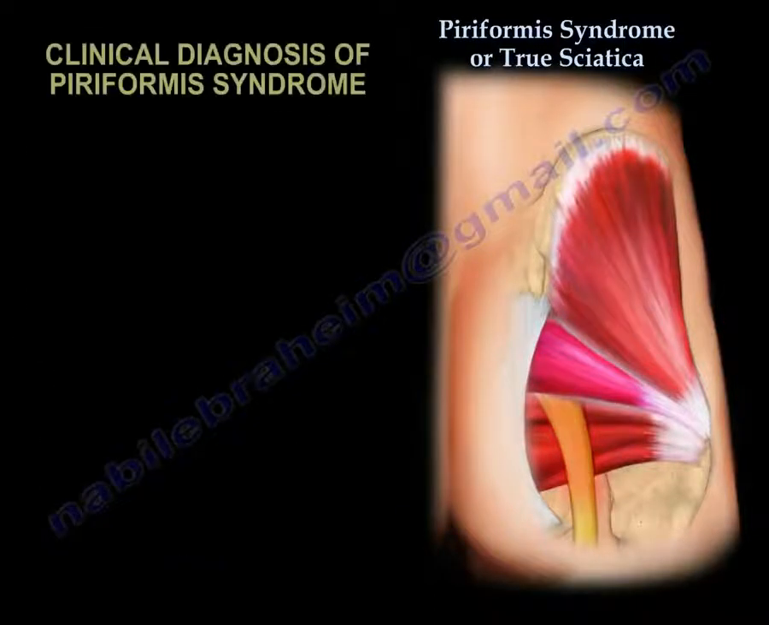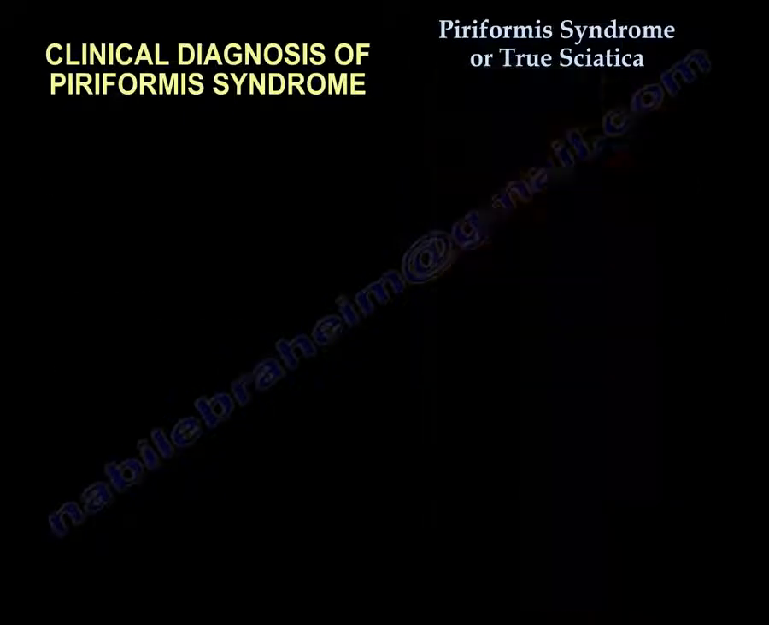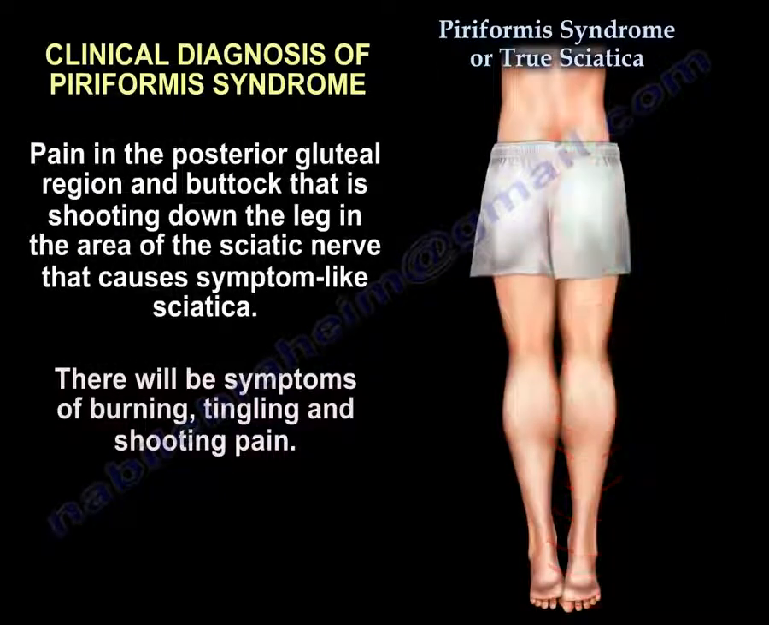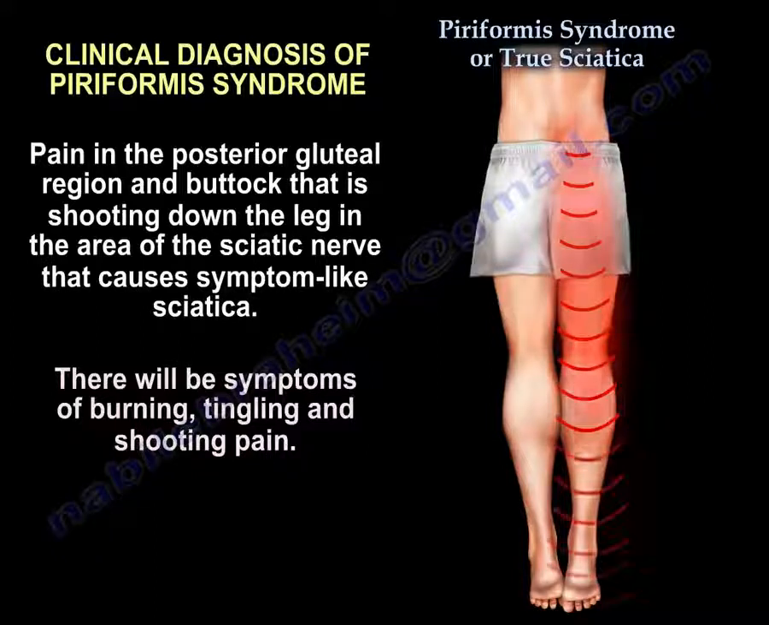How about the clinical diagnosis? You will have pain in the posterior gluteal region and the buttock, shooting down the back of the leg in the path of the sciatic nerve, causing symptoms like sciatica, with burning, tingling, and shooting pain.